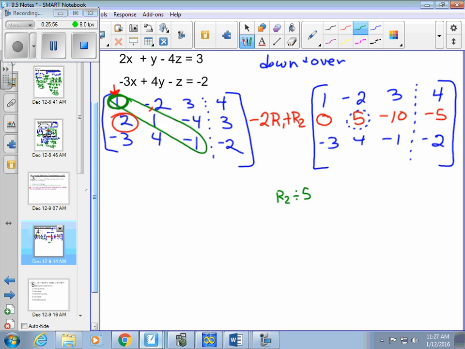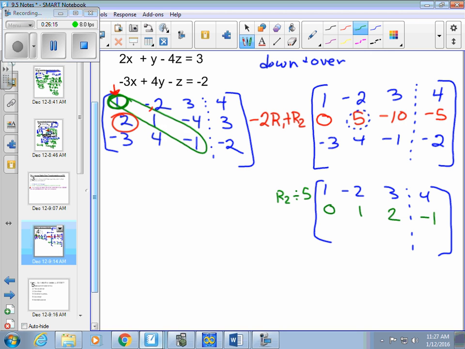Everything else is going to stay the same. I'm not going to change anything else. 1, -2, 3. My second row becomes 0. I divide by 5, I get 1. -10 divided by 5, I get 2. -5 divided by 5, I get -1.